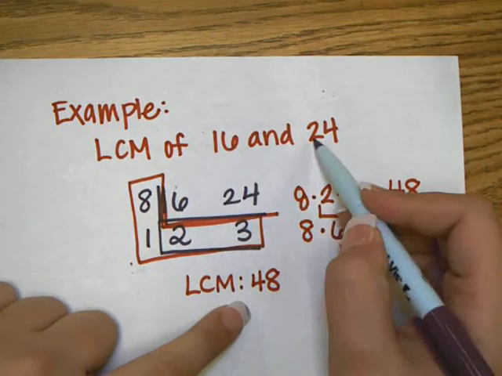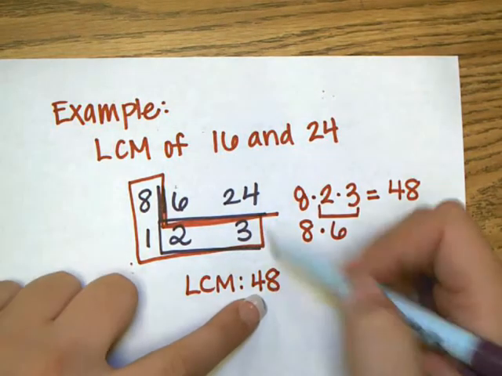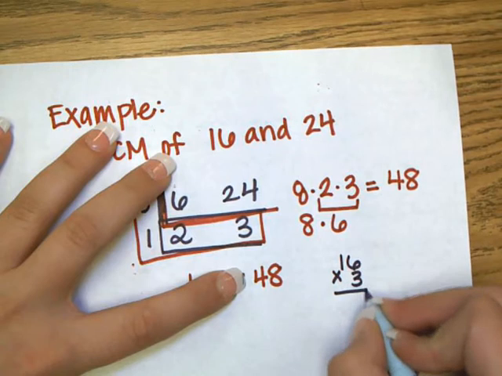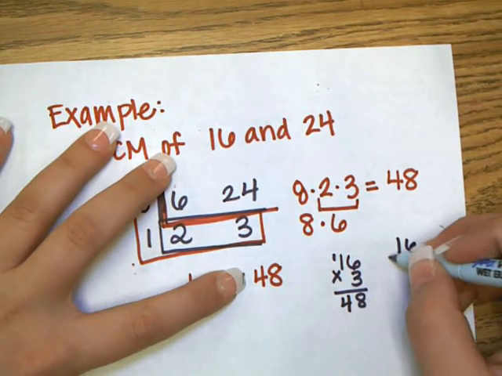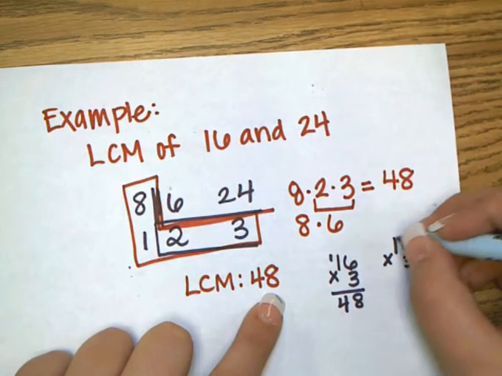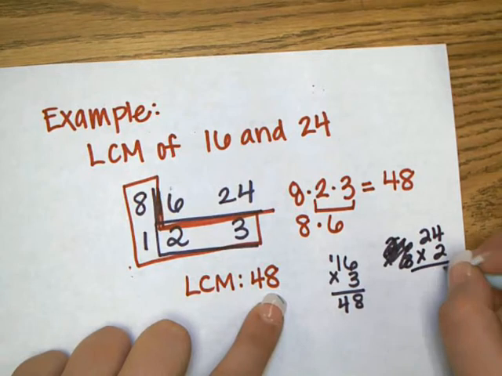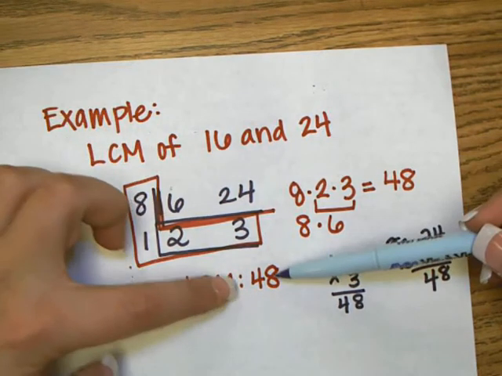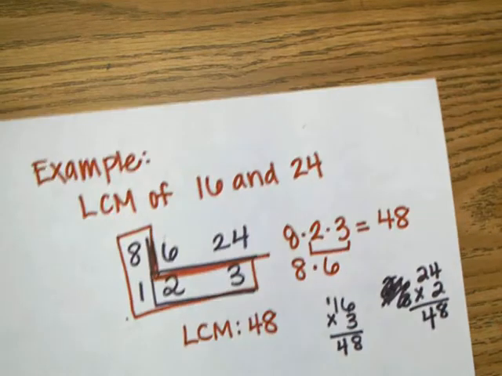And remember what an LCM is: what number can both of these multiply to get. They can both multiply to 48, because 16 times 3 is 48, and 24 times 2 is 48. So they both have a multiple of 48.